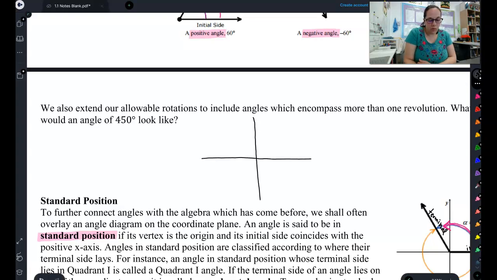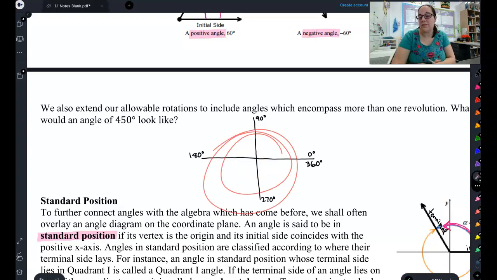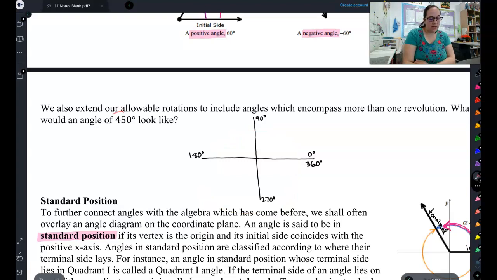I have my coordinate grid, just like we did before. I know this is 0, 90, 180, 270, and all the way back around is 360. However, I don't have to stop at 360. I can keep going around as many times as I want. In fact, let's graph 450. So remember, our initial side always goes there. That's always true.